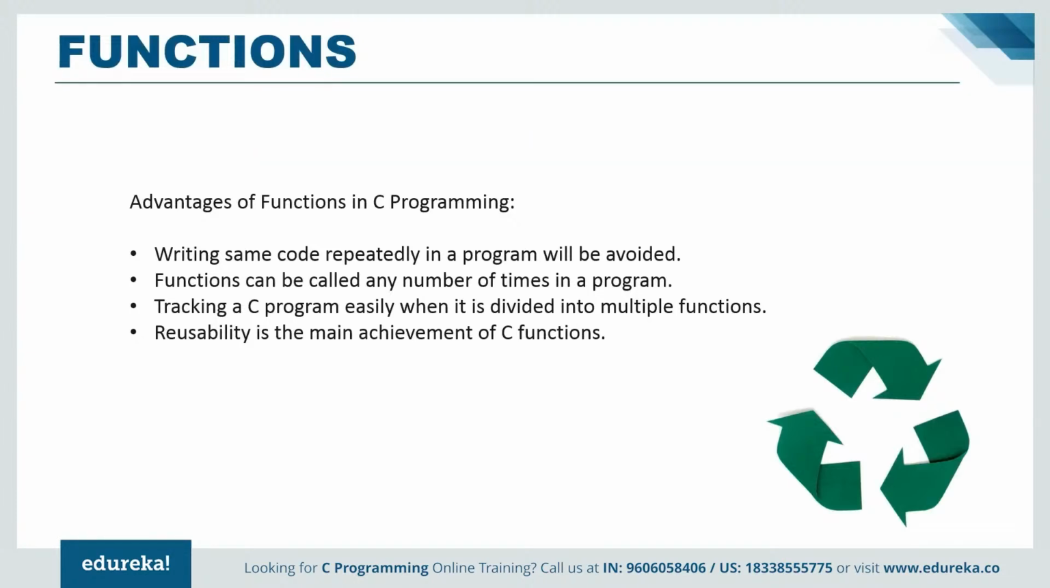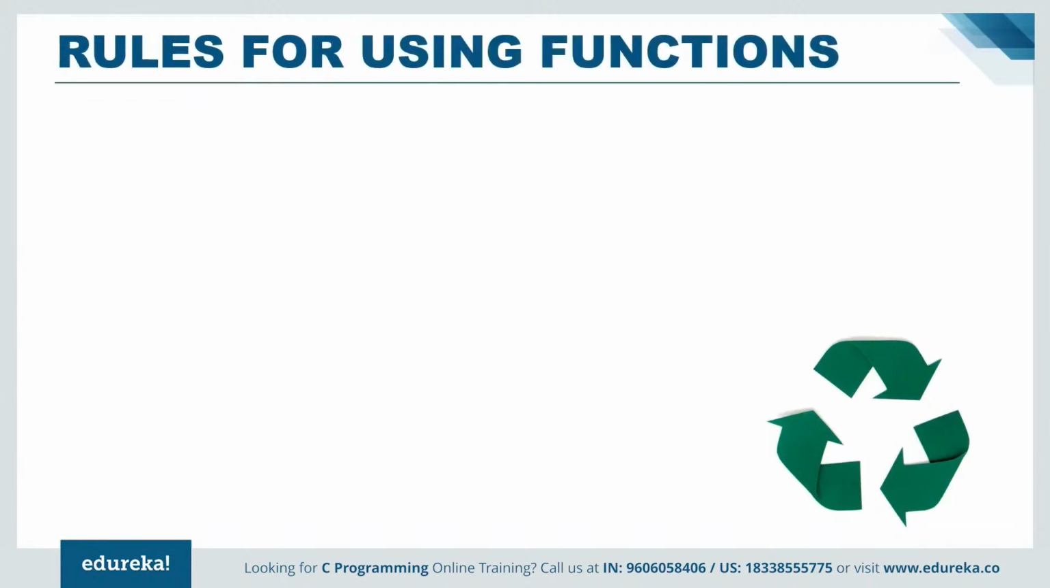For example, if you have designed a program with functions for basic arithmetic and you find a problem in the multiplication operation, then you can directly enter the multiplication function and check where the error is. But if you did not follow the function type of programming, then it might be a difficult task to find where the error is. And coming to the last advantage, reusability is the main achievement of C functions. With this, let us come to the rules for using functions.